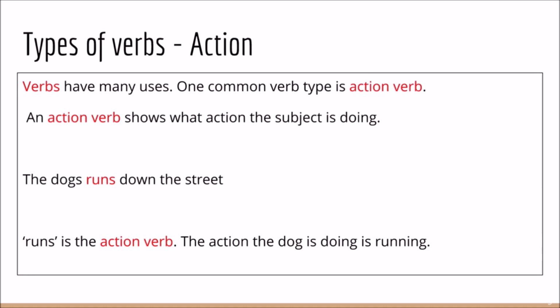Now, there's different types of verbs. We've been covering action verbs in our examples. An action verb is just a word that shows some type of action. Talking, running, swimming, those are all actions. So if you look here, the dog runs down the street. Runs is an action that the dog is doing. So therefore, it's an action verb.